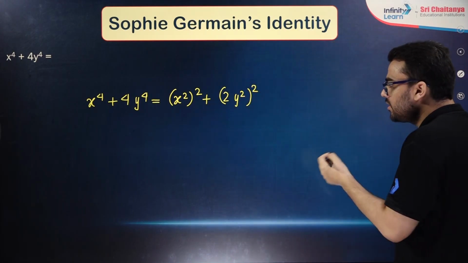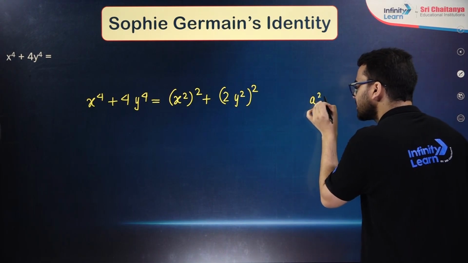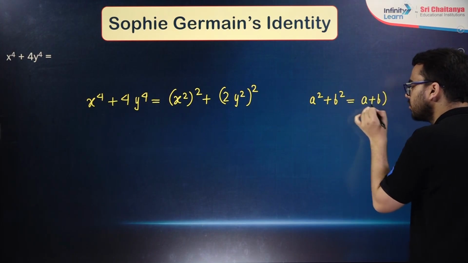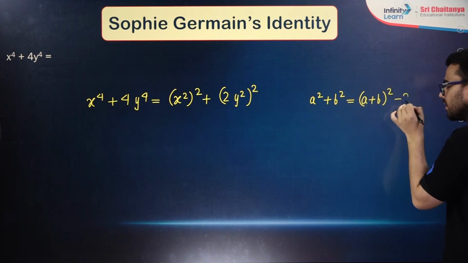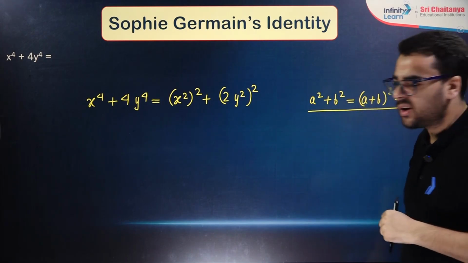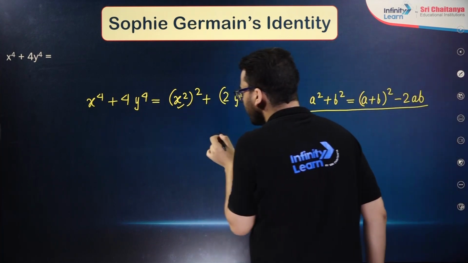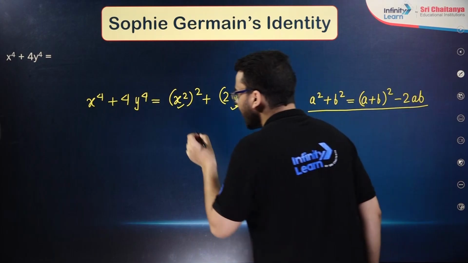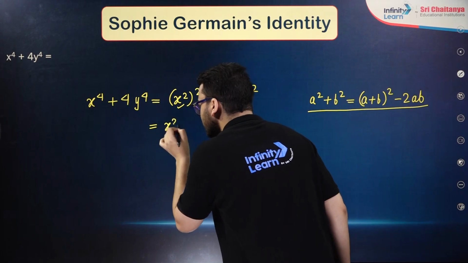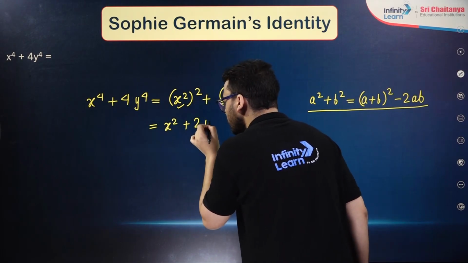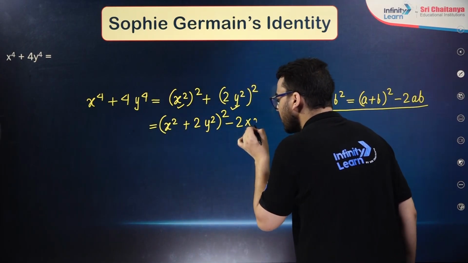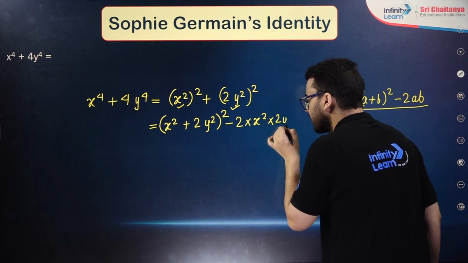Now you know this identity, you must have studied it since childhood. You see, a square plus b square can be written like this: a plus b the whole square minus 2ab, right? You can obviously write it and you can prove it as well. Now you see over here, if I consider x square to be a and 2y square to be b, isn't it a square plus b square form? So it will be a plus b the whole square, so x square plus 2y square the whole square minus 2ab, so minus 2 into x square into 2y square.